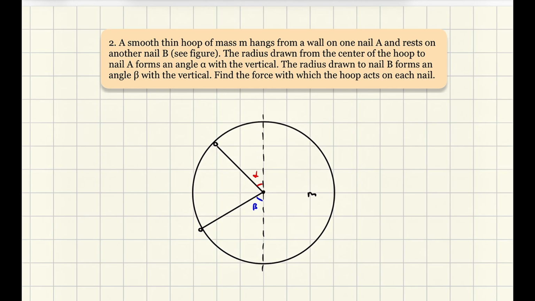A smooth thin hoop of mass m hangs from the wall on one nail A and rests on another nail B. The radius drawn from the center of the hoop to nail A forms an angle alpha with the vertical. The radius drawn to nail B forms an angle beta with the vertical. Find the force with which the hoop acts on each nail.